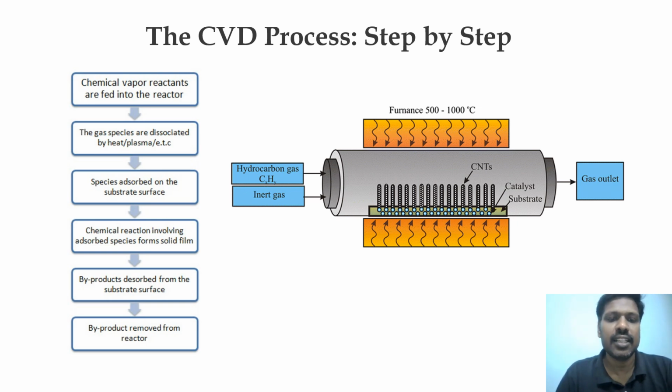Step 4: Removal of byproducts. In every chemical reaction, some unwanted gases are produced. These gases must be removed from the chamber to avoid contamination. This is done using vacuum pumps and an exhaust system. Continuous removal of byproducts helps in getting pure and high quality thin films.